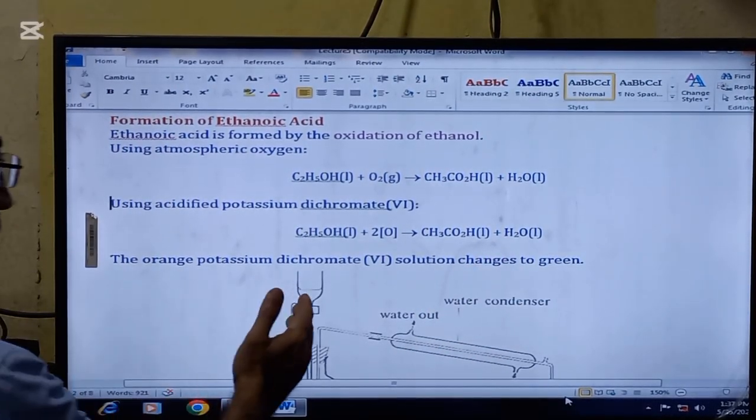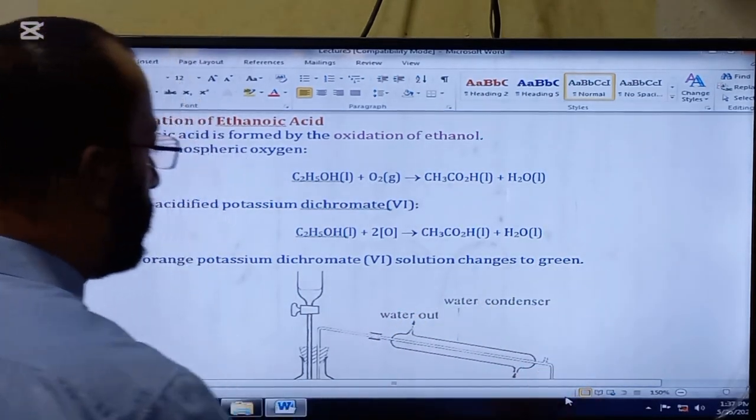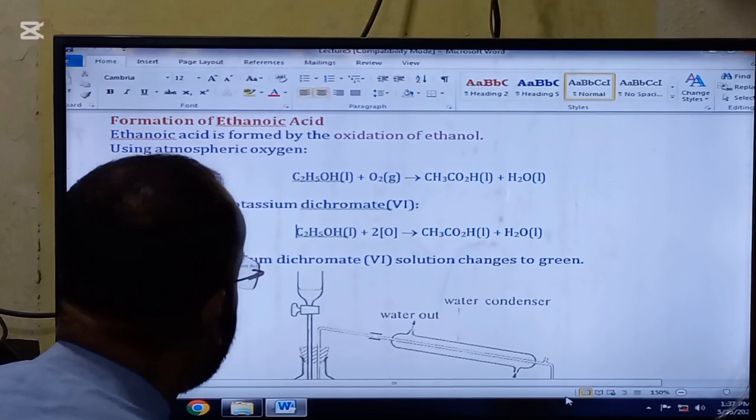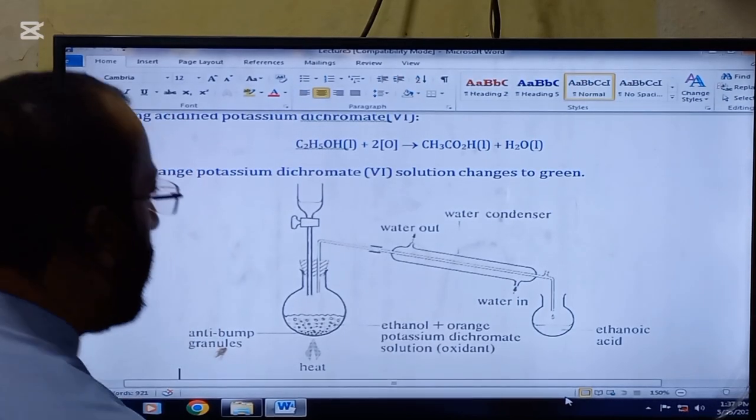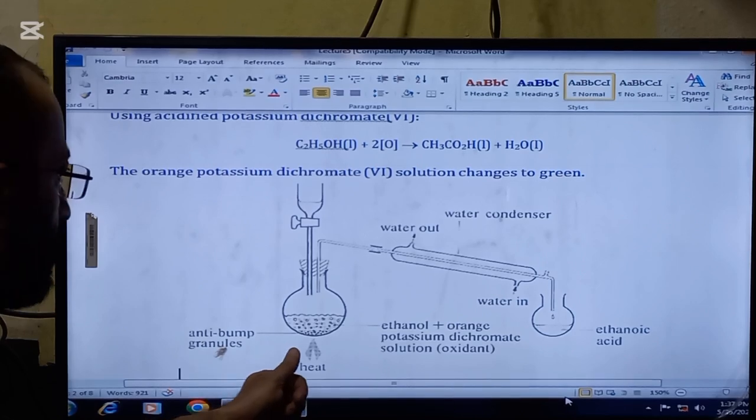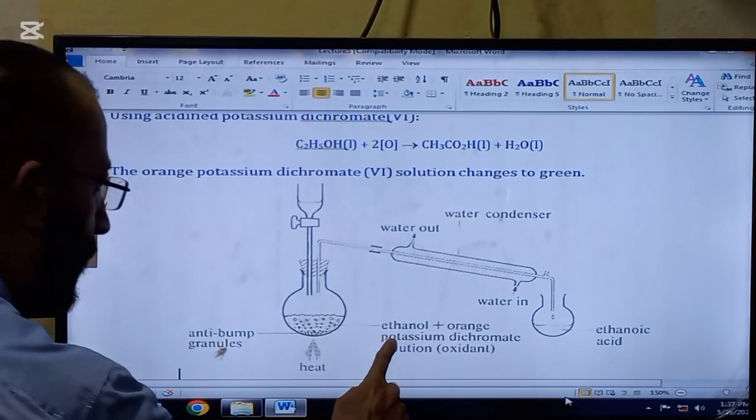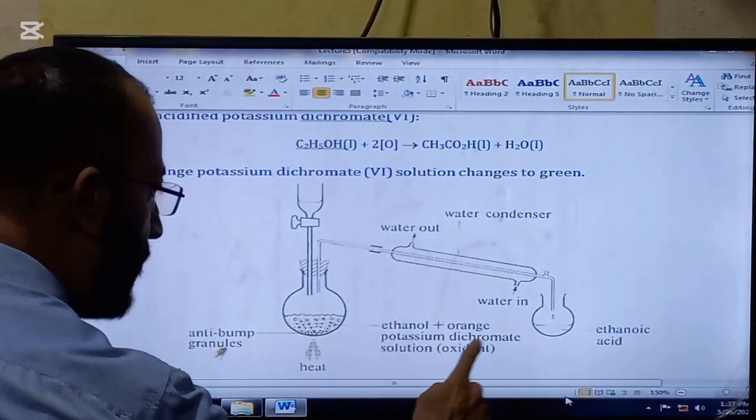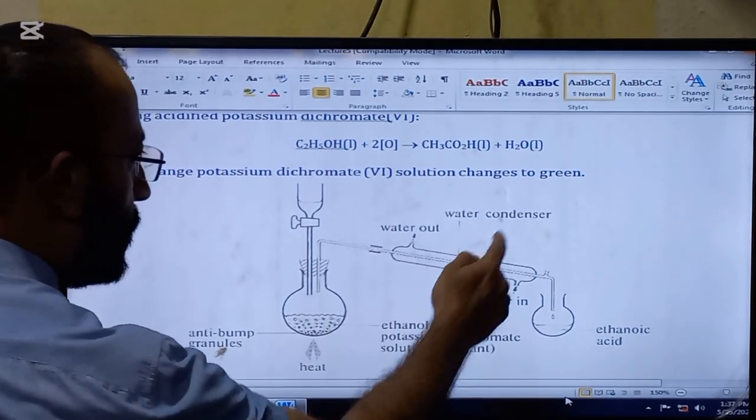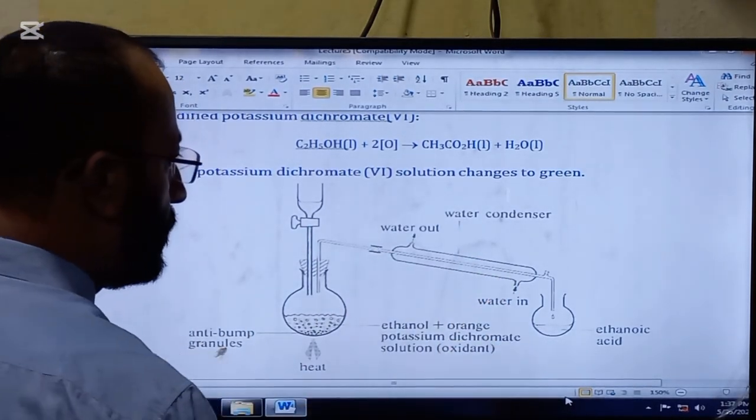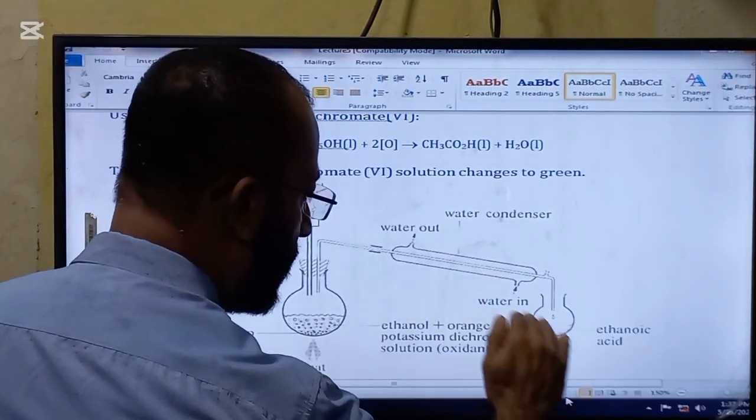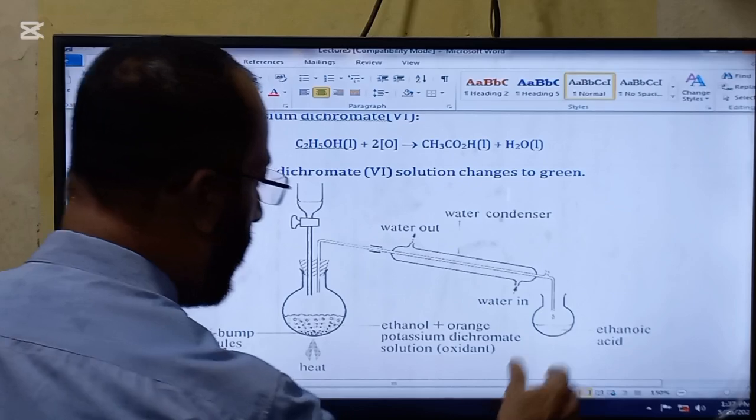The orange potassium dichromate solution changes to green. Initial color was orange. And here is the process. Anti-bump granules, ethanol plus orange potassium dichromate solution is here. Water out, this is the water condenser, and from here water is in, and here ethanoic acid will be dropped in this flask.